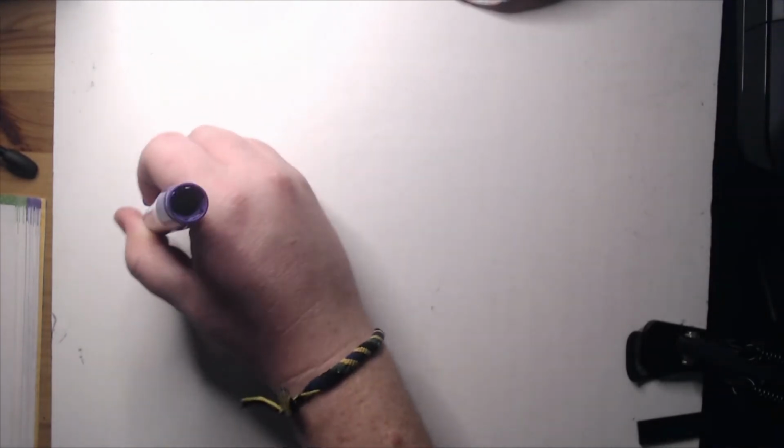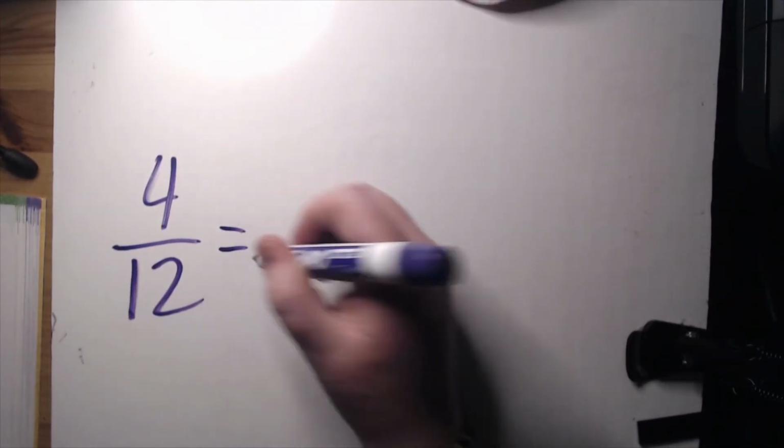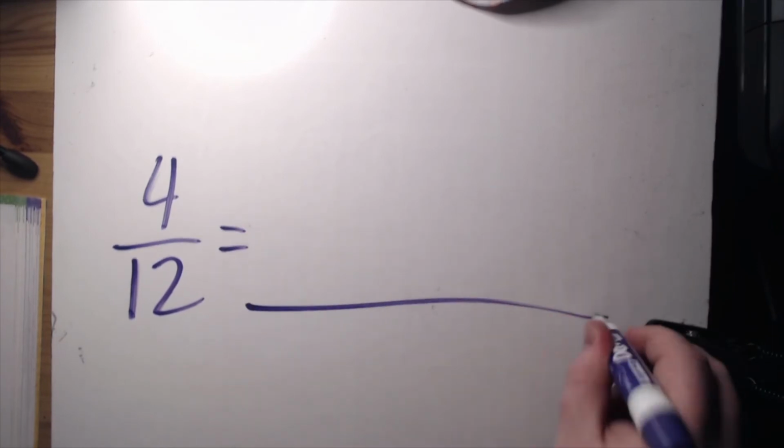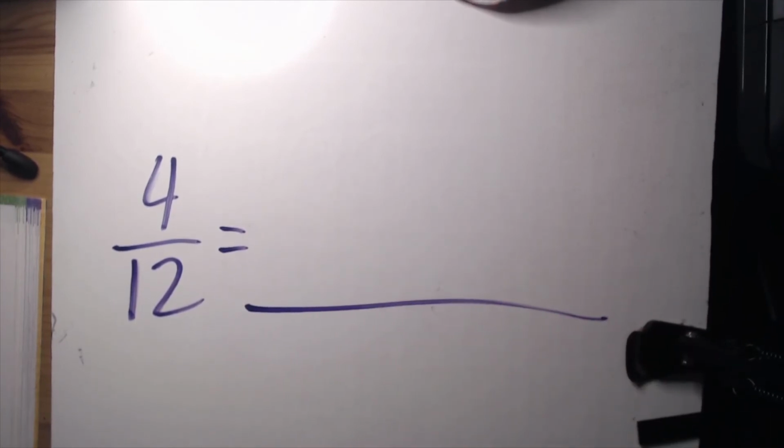Now I'm going to go ahead and skip to number 4 on this page, where it says write the fraction as a sum of unit fractions. So we have 4/12 equals, and then they just give us a line. No picture, no blanks, no plus signs, nothing. But guess what?